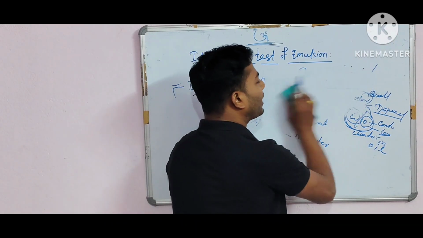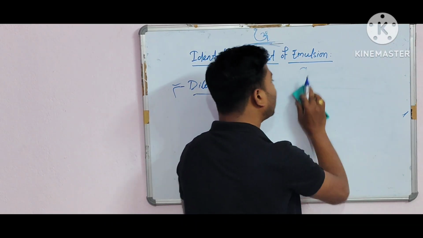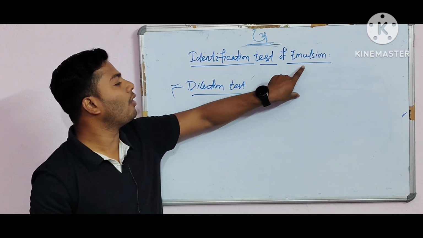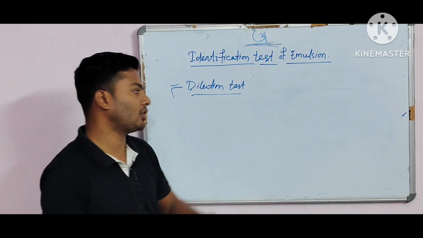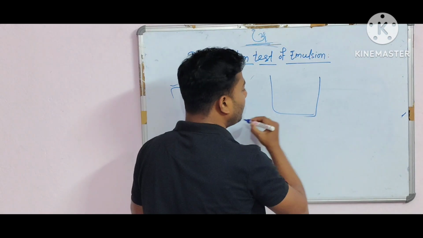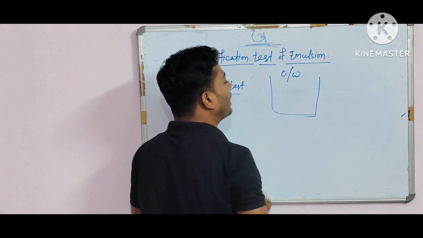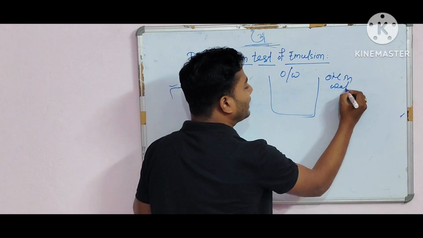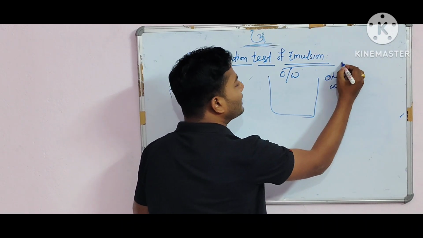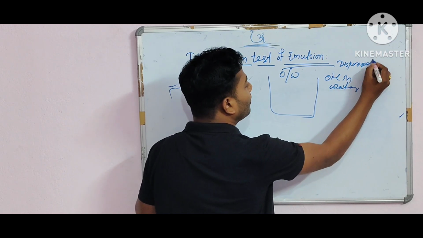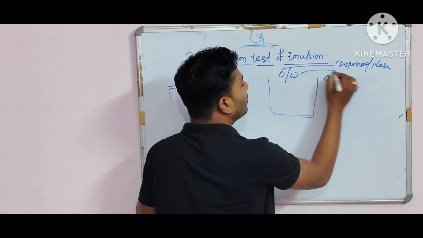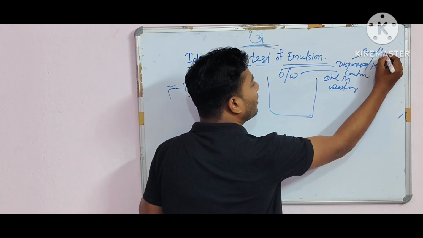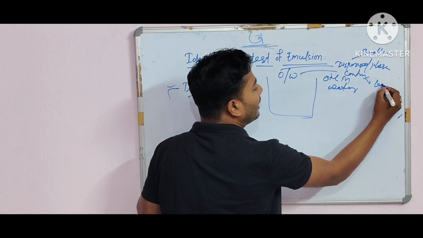Suppose I give another example so that you can easily understand how the dilution test is performed to identify the emulsion. Suppose this one is an O/W type of emulsion, that means oil in water type of emulsion. Clear? That means oil is the dispersed phase and water is the continuous phase, oil is in small amount, and water is in large amount.